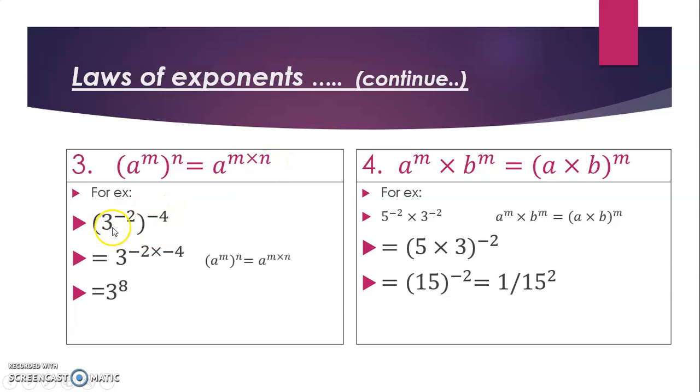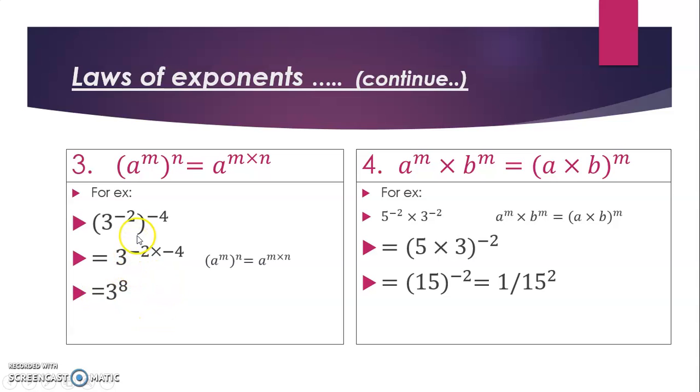Let's take an example: 3 raised to the power minus 2, all raised to the power minus 4. Minus 2 is the inner index and minus 4 is the outer index. You have to multiply both the numbers because it follows the third law. Keeping the base the same as 3, multiply the exponents minus 2 and minus 4, and remove the bracket. Minus minus becomes positive, and 2 fours are 8. So 3 raised to the power 8.